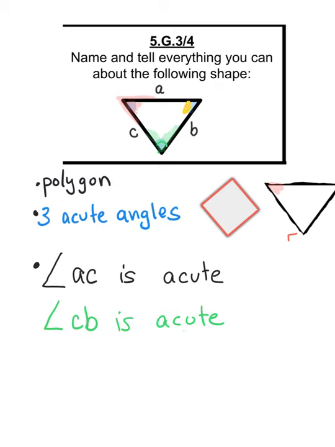Okay, and then this one is also 90 degrees, the yellow angle, which I'm going to name angle AB. So that's how you name your angles and your sides. Okay, so this is an acute triangle because all 3 angles are acute angles.